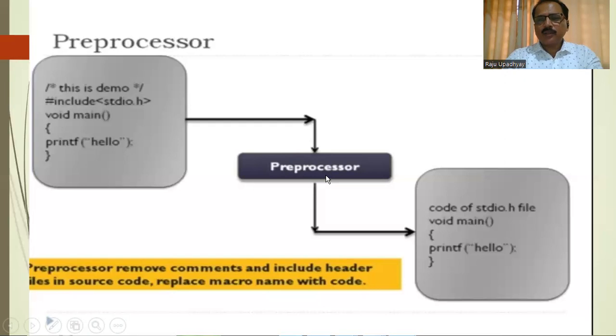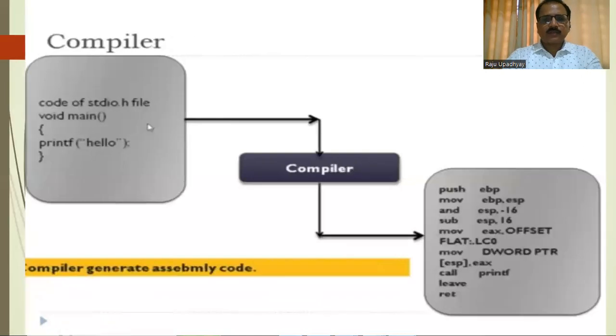So let's see here. We have the code of your stdio.h file, that is the prototyping, as well as the main method. And we don't have the comment line, which was there in this raw program, that said this is a demo. So during the preprocessor, only this happened, and then your compilation will start in the second stage.